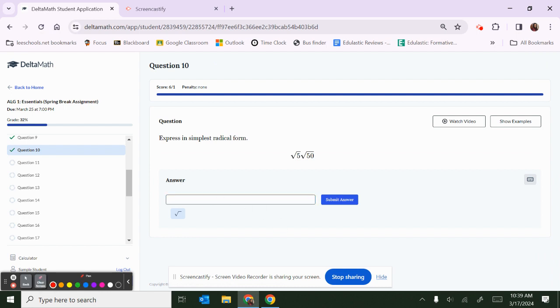Okay. So this one, guys, both of them have square roots. So can I multiply them? Yes, I can. All right. 5 multiplied by 50 would be 250. So square root 250. So let's simplify the square root of 250.